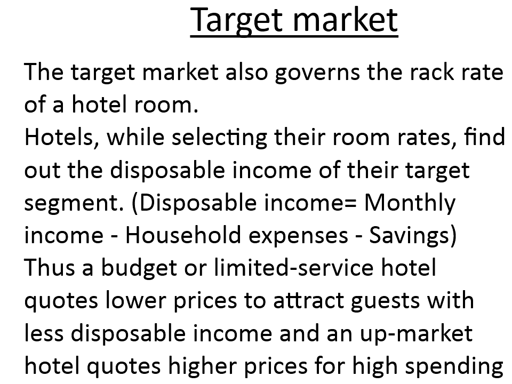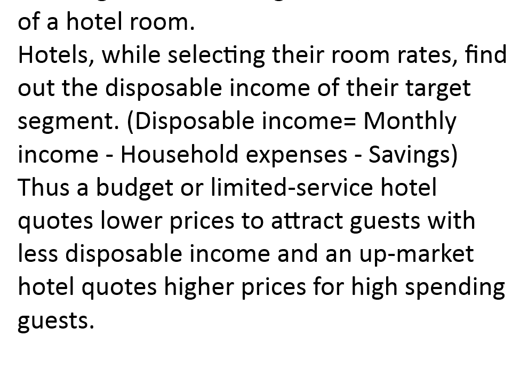Target market. The target market also governs the rack rate of a hotel room. Hotels, while selecting their room rates, find out the disposable income of their target segment. Disposable income equals monthly income minus household expenses minus savings. Thus, a budget or limited service hotel quotes lower prices to attract guests with less disposable income, and an upmarket hotel quotes higher prices for high-spending guests. Target market.